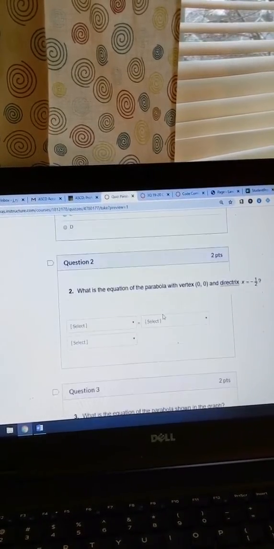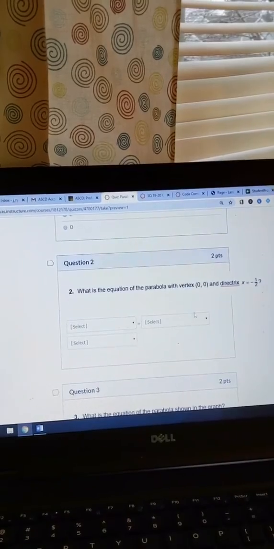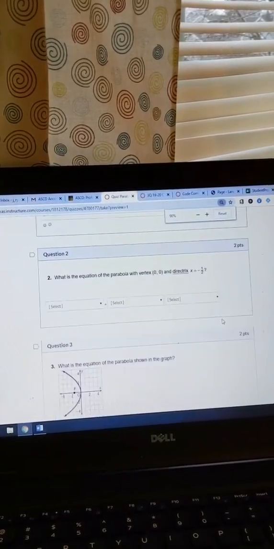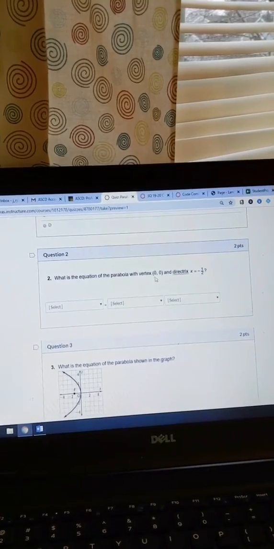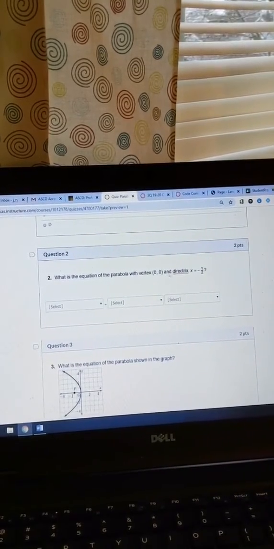Alrighty. Okay, next question's the same thing, except these are fill in the blank. I'm going to have to zoom this out a little bit to make these line up. There we go. So same question here: if we've got a vertex at (0, 0) and the directrix is at x = -1/2.